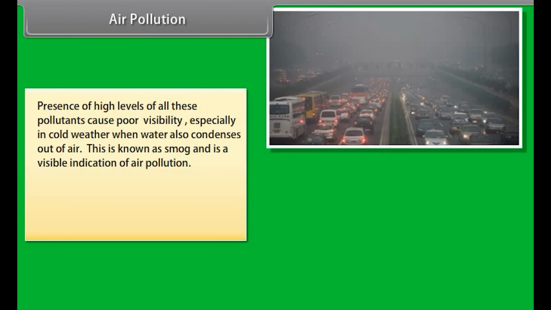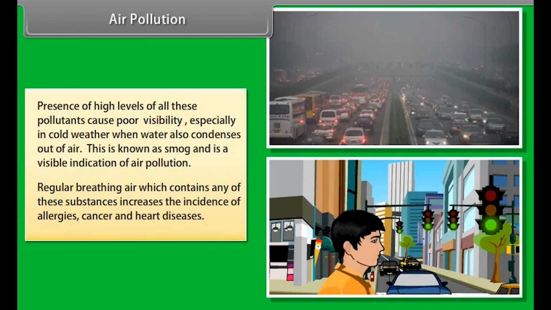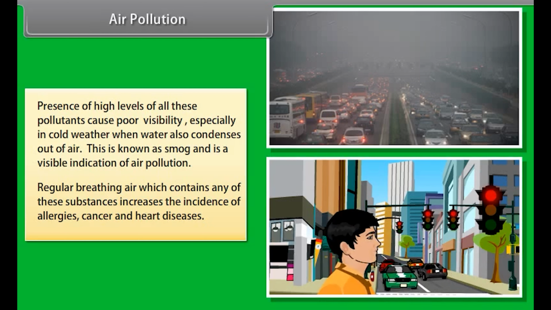Presence of high levels of all these pollutants cause poor visibility, especially in the cold weather when water also condenses out of air. This is known as smog and is visible indication of air pollution. Regular breathing air, which contains any of these substances, increases the incidence of allergies, cancer and heart diseases.